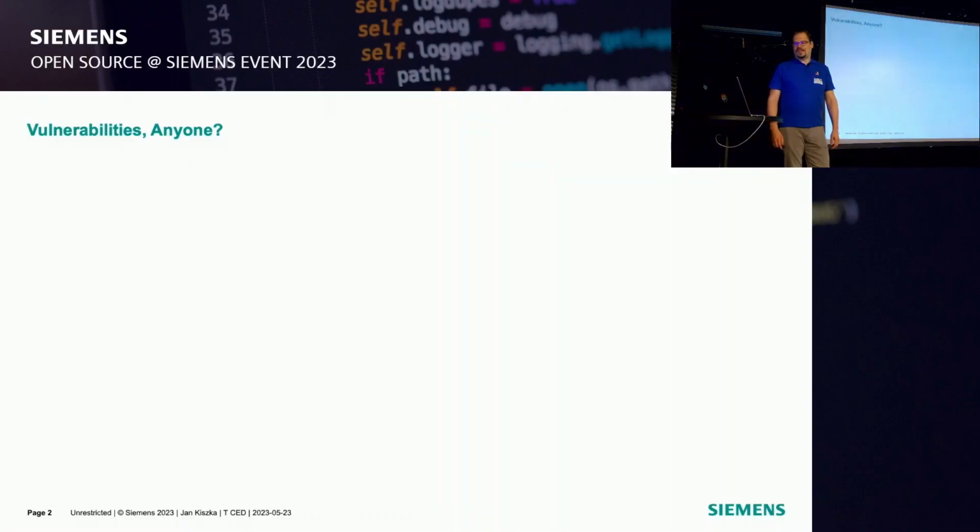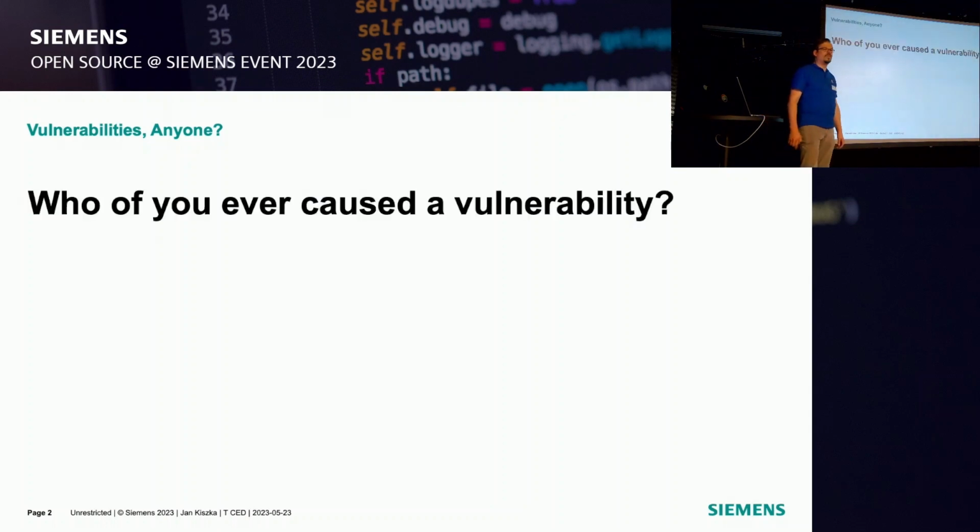So first of all, start with a quick questionnaire. Who of you have ever caused a vulnerability that you're aware of while writing code? Come on, folks. There must be a lot of management here without ever touching software before. Okay. So have I, of course.